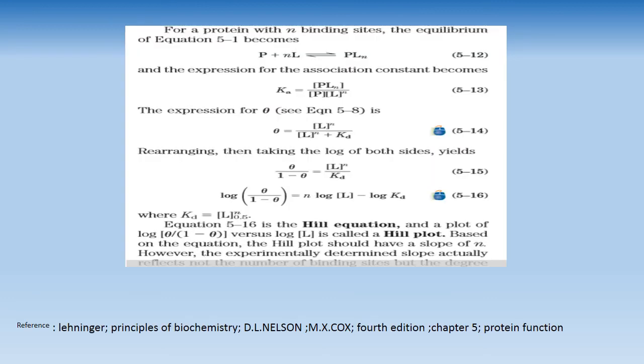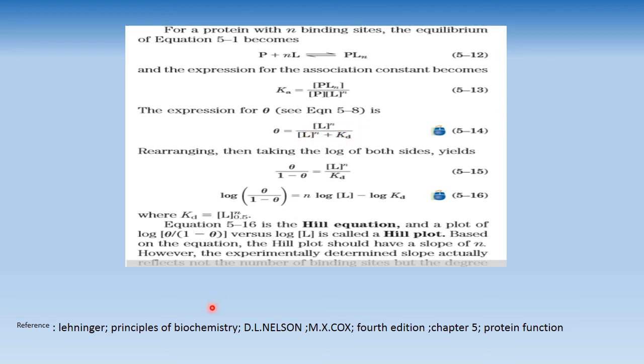For a protein with n binding sites, the equilibrium equation will be P plus nL in equilibrium with PLn. Here n will be the number of available binding sites. The expression of the association constant then becomes the concentration of PLn upon the concentration of P times the concentration of L raised to n. Then theta will become the concentration of L raised to n upon the concentration of L raised to n plus Kd.